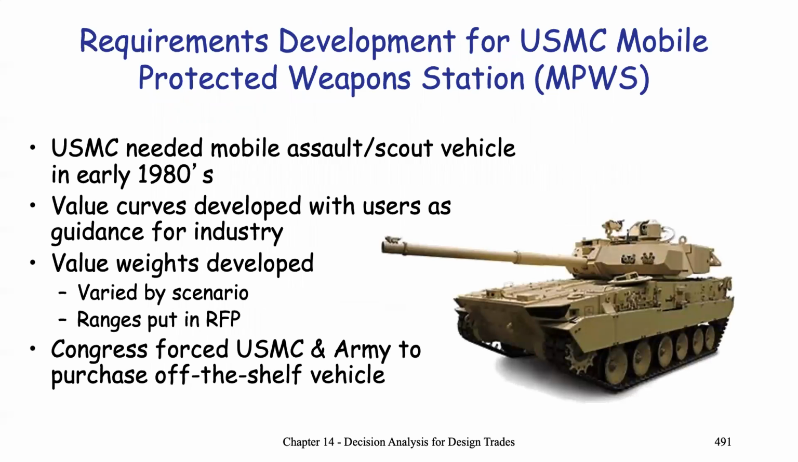Okay, well now let's talk about an example system. This was the requirements development for the US Marine Corps Mobile Protected Weapons Station. The Marine Corps needed a mobile assault scout vehicle in the early 80s. Value curves were developed with a user as guidance for industry, so they had that. They developed weighted values. They varied by scenario, and ranges were put in the request for proposal. And then Congress forced the Marine Corps and the Army to purchase an off-the-shelf vehicle. So they were going to have to work together on this.